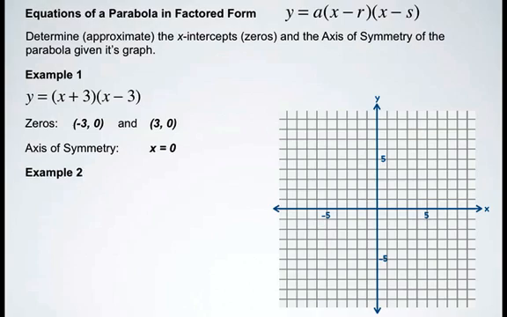Let's look at another example. y equals 0.2 times x plus 5 times x minus 1. Here's the parabola. Take a moment now and identify the zeros and the axis of symmetry. Also take note of the vertex.